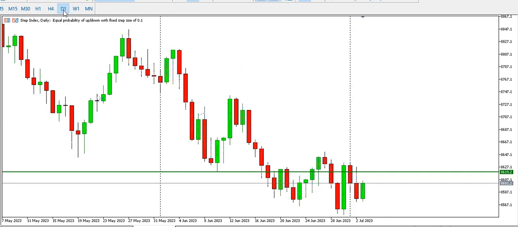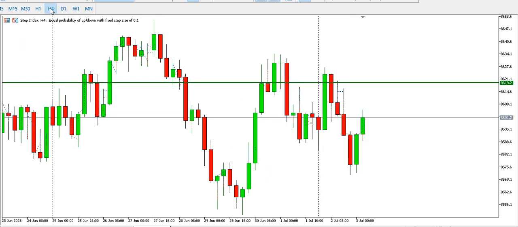Let's take a look at the daily time frame. What do we have on the daily time frame? Price sliding, and then price starts to range. Something might happen at the break of the range. Price might break to the top side, or price might break to the downside. Okay, that's for the daily time frame.